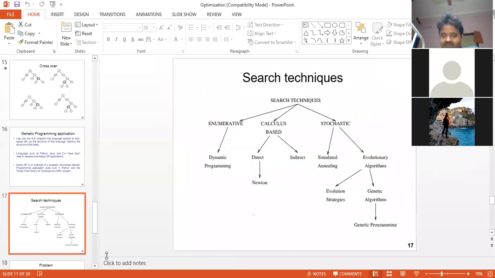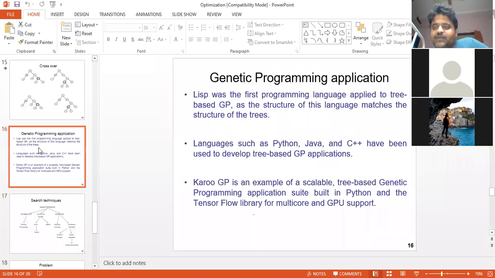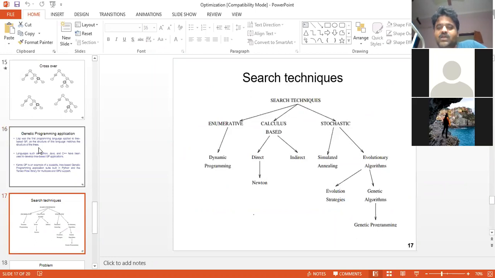Our main focus is on genetic algorithms and genetic programming, which come from evolutionary algorithms. Evolutionary algorithms are nothing but algorithms inspired by nature. Inspired by nature here means genetics, with operations like mutation, crossover, etc. These are the different search techniques.